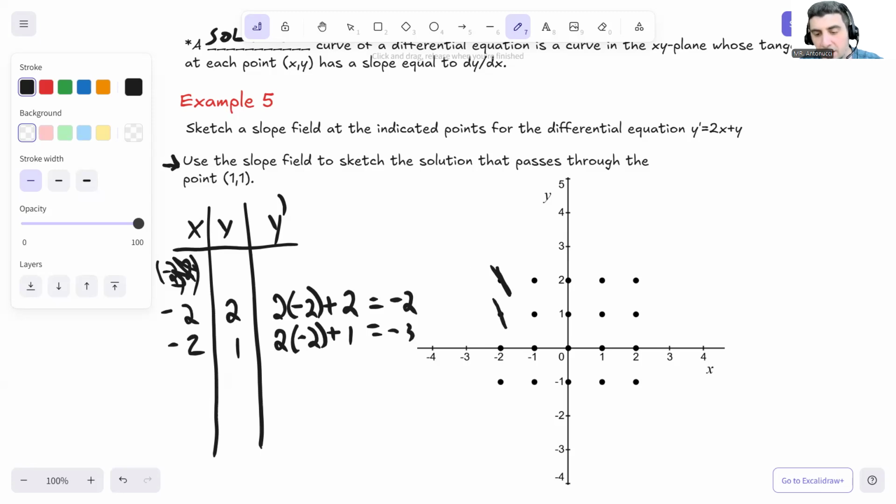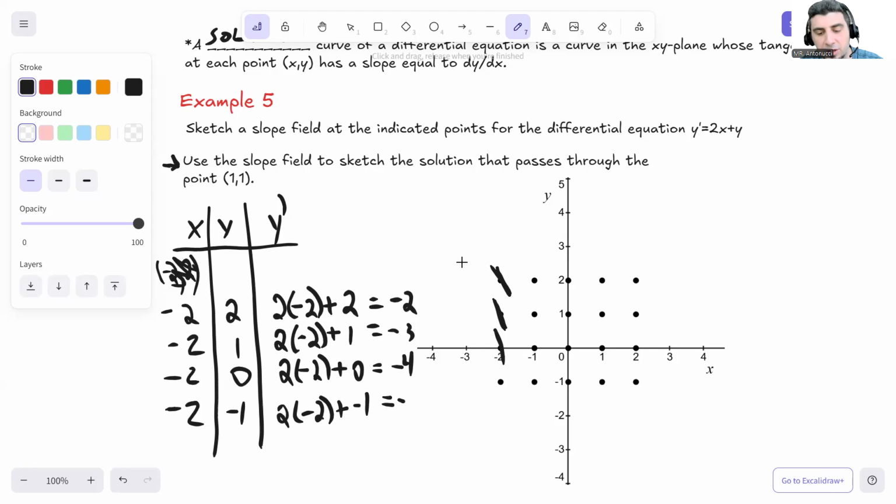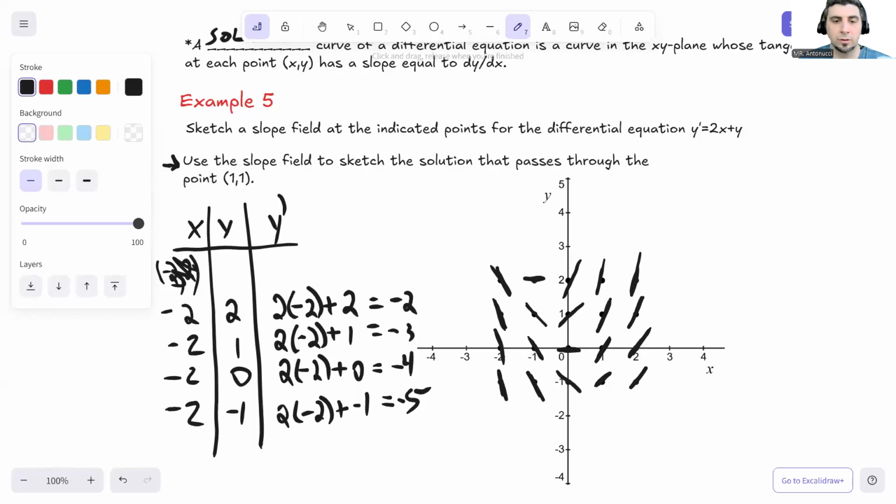So that's going to be even steeper. The next point down is negative 2, 0. So it's 2 times negative 2 plus 0, which is negative 4. So that's even steeper. And then negative 2, negative 1 would be the last point there. So it'd be 2 times negative 2 plus negative 1, which is negative 5. So you'd be even steeper at that point. I'm going to go ahead and fill this in and show you what the whole thing is going to look like. So we have the whole graph filled in here, and so that would be our slope field.